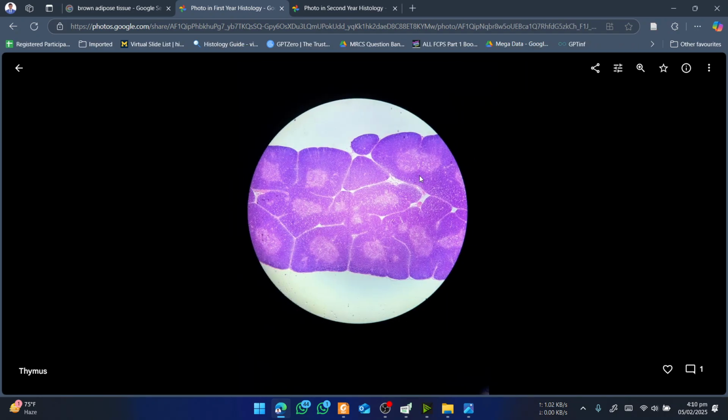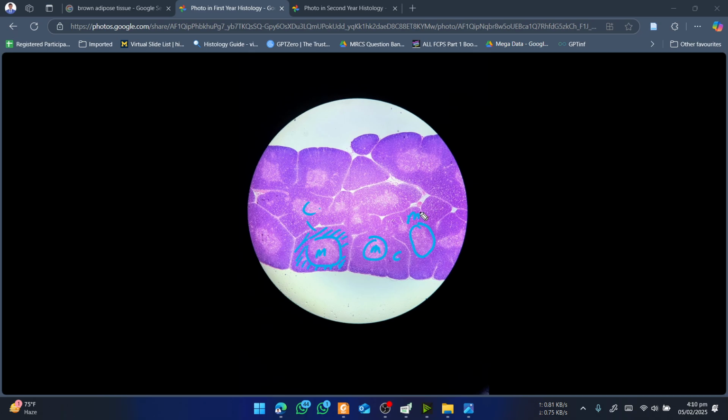Then there is thymus. Thymus, one very important thing, it has different lobes. So this is one lobe, this is the next one, this is the next one. So it is divided into lobes and different segments, and in each segment there is an outer area, this is the outer area of cortex, and inside there is medulla. So there is outside cortex, inner medulla, outside cortex and inner medulla.